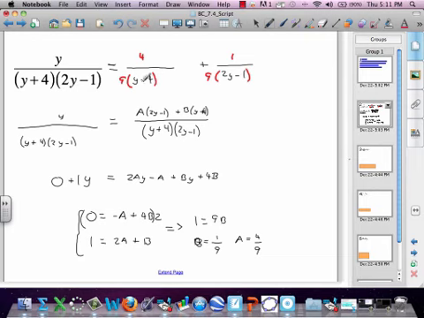Let's double check here. So 4/9 is a, and 1/9 is b. So let's just double check this here, okay? Make sure we're correct. So we would get 8/9 y minus 4/9 plus 1/9 y plus 4/9, okay? And the 4/9 are going to cancel, and 1/9 and 8/9 gives me 9/9, which is 1y, which is what we had. So that's really good, okay? We've done our job here.